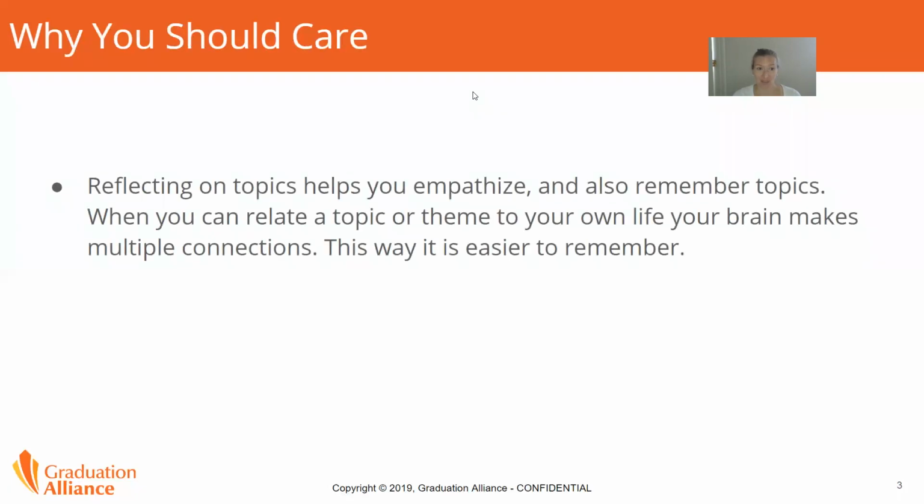Why you should care. Reflecting on topics helps you empathize. Empathize means to feel what others are feeling. It also helps you to remember topics. If you're able to feel something in a class that you're learning or a topic you're learning about, you'll actually be able to remember that better. It's a connection in your brain. So anytime you can make connections to your own life with topics in the class, you're better able to remember it.